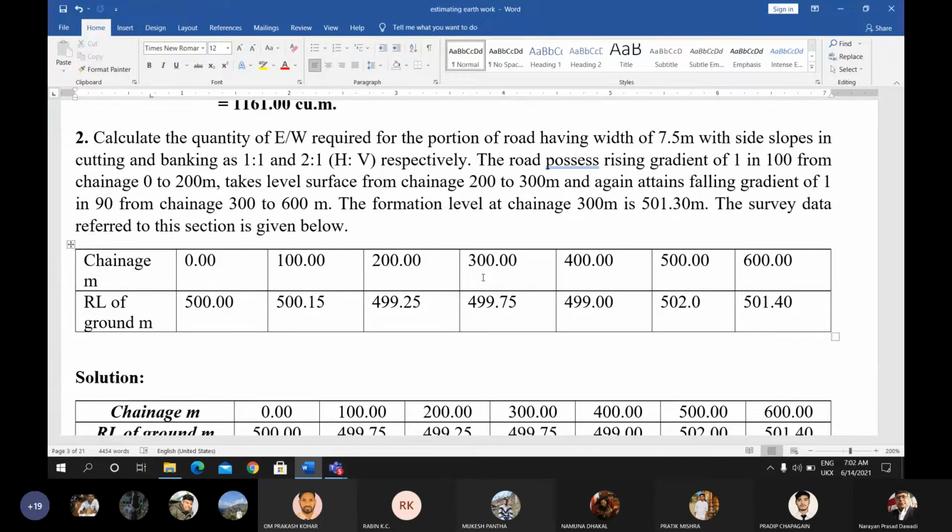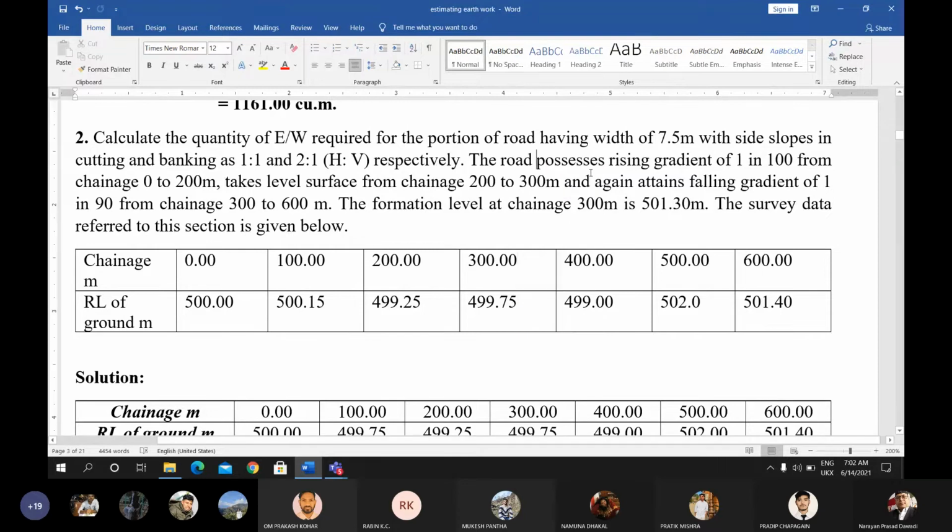Now we are doing ortho calculation for the plain road. Calculate the quantity of ortho required for the portion of the road having formation width of 7.5 meter, with side slopes in cutting and banking as 1:1 and 2:1, horizontal to vertical respectively. Side slope in cutting is 1:1 and that for filling is 2:1.